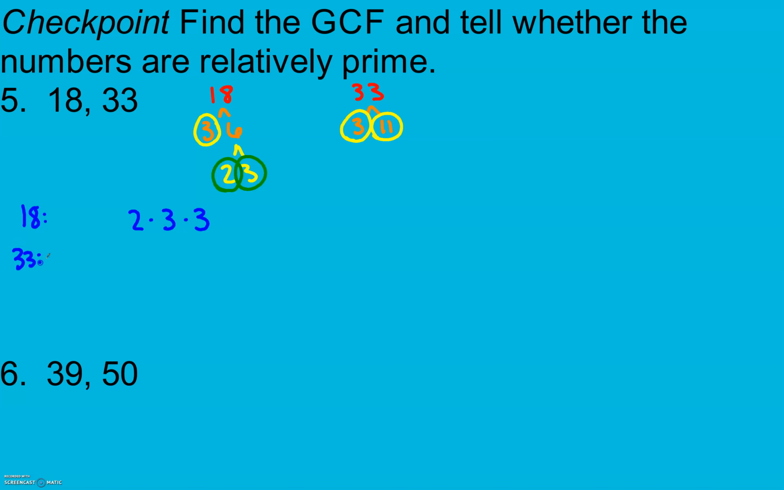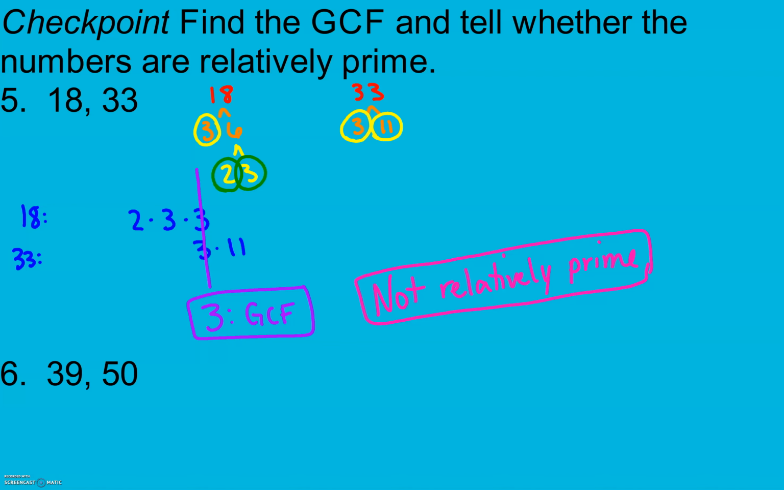For 33, we have a 3 in our 3 column, and I need to make an 11 column. The thing that's common to all of them is a 3. So that's my greatest common factor. Now, because that's not a 1, are these relatively prime? Not so. They are only relatively prime if their greatest common factor is a 1. These are not relatively prime.